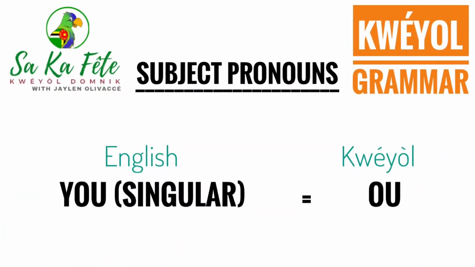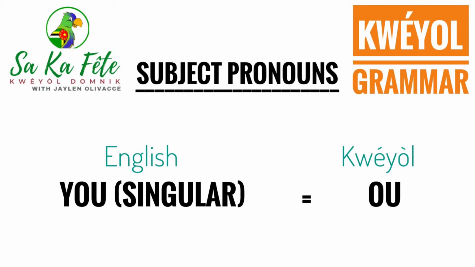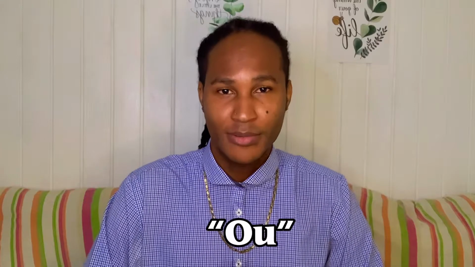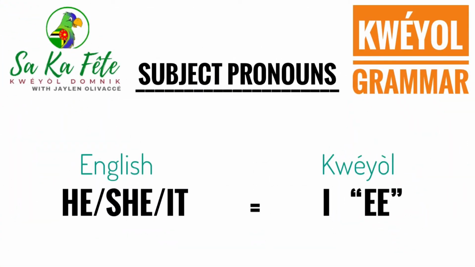Now, if you're referring to you, the singular form of you in Creole, we would say ou. Ou. So if we're referring to you in Creole, the singular form, we would say ou. Now, if you'd like to refer to he, she, or it, we would say i. Now, it is written as i, but it's pronounced differently. So if you're referring to he, she, or it in Creole, we would say i. Now, if you'd like to refer to we in Creole, you would say nous.